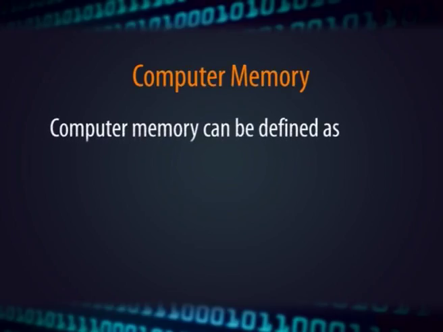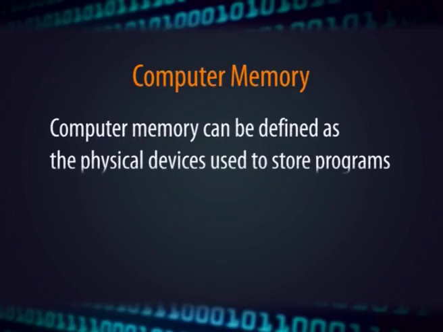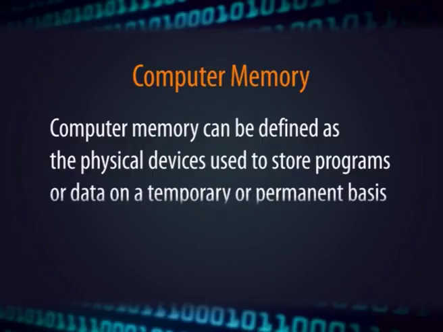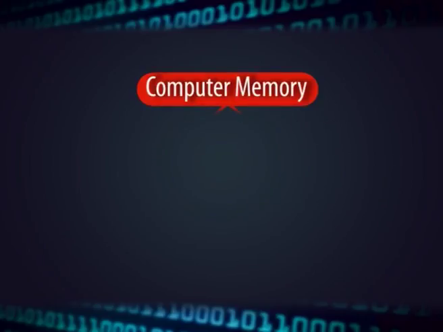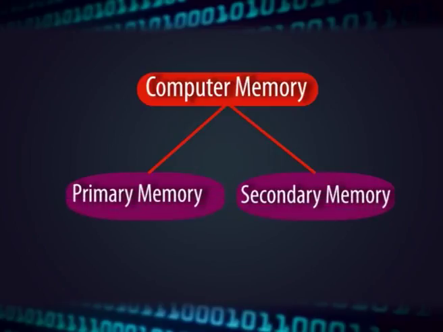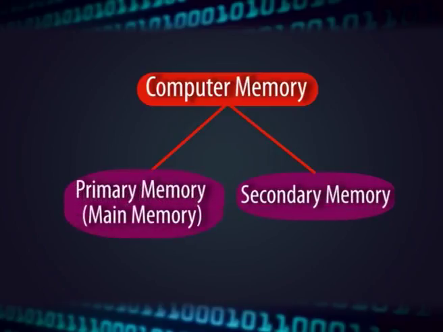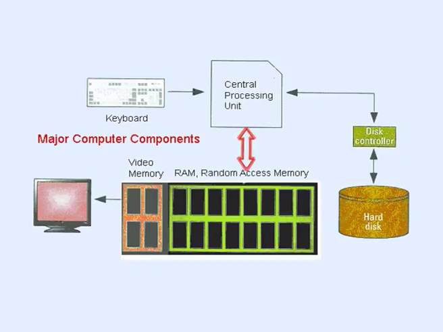Computer memory can be defined as the physical devices used to store programs or data on a temporary or permanent basis for use in a computer. Computer memory is mainly of two types: primary memory and secondary memory. Primary memory is also called main memory. It is the memory directly accessible to the CPU. The CPU continuously reads and writes instructions and executes them as required. For example, RAM and ROM.